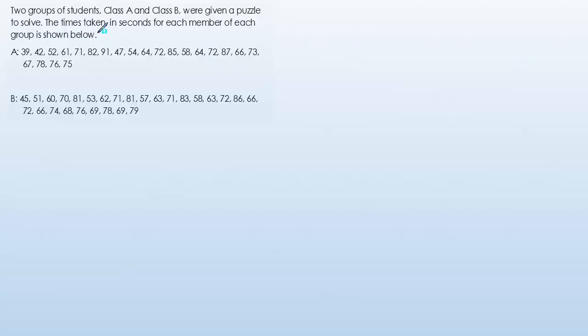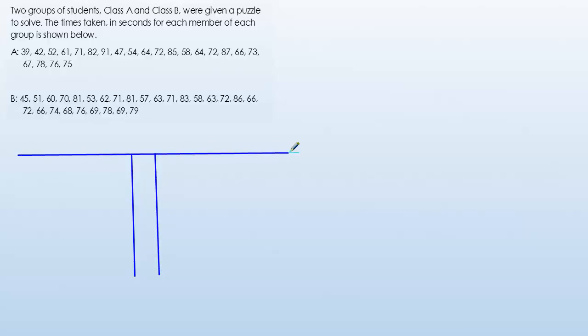Two groups of students, Class A and Class B, were given a puzzle to solve. The times taken in seconds for each member of each group is shown below. We want to represent this as a back-to-back stem and leaf diagram. Now, as we're doing a stem and leaf, first of all we'll do an unordered one. So this is not our final answer.